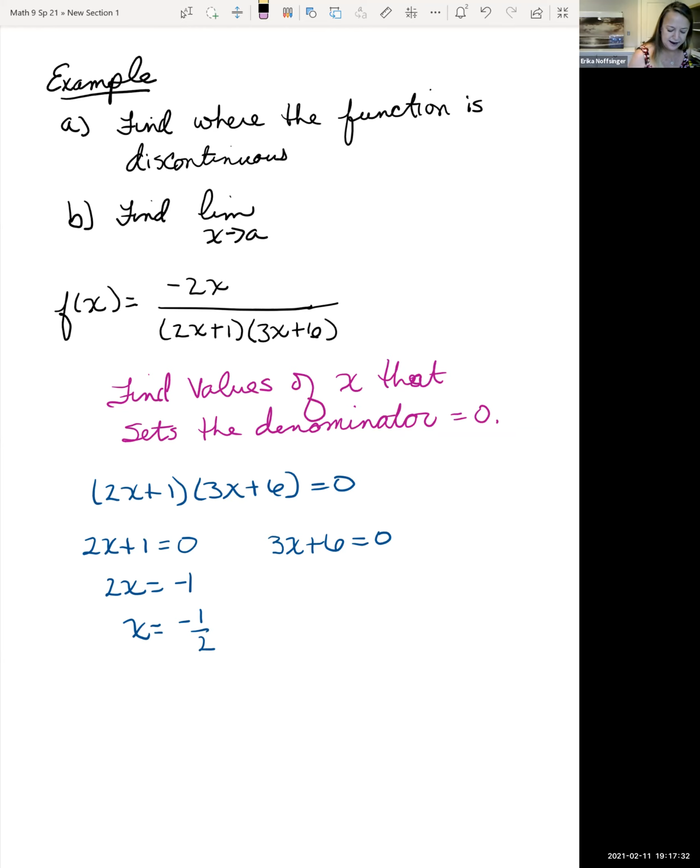So solving for x in the equation 3x plus 6, let's isolate our variable. Moving the 6 over to the other side, we would be subtracting 6 from both sides. We get 3x equals -6. Divide both sides by 3, we get x equals -2.